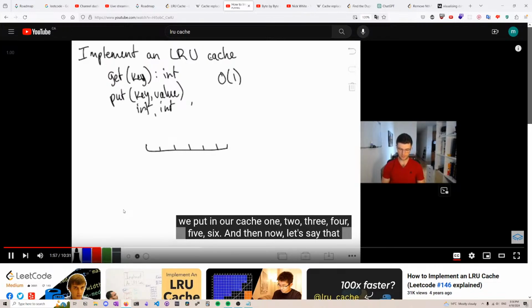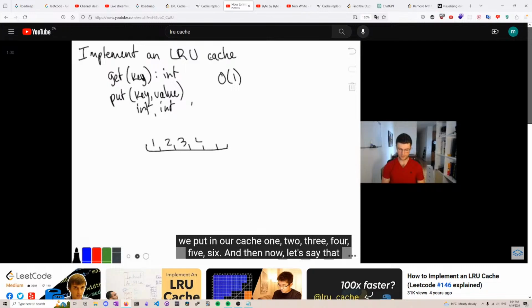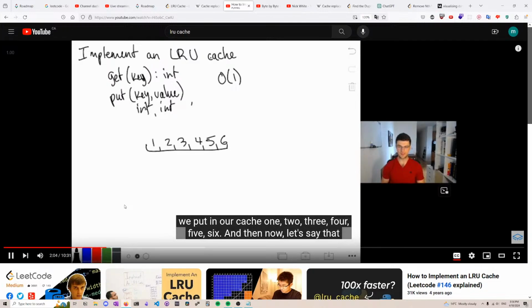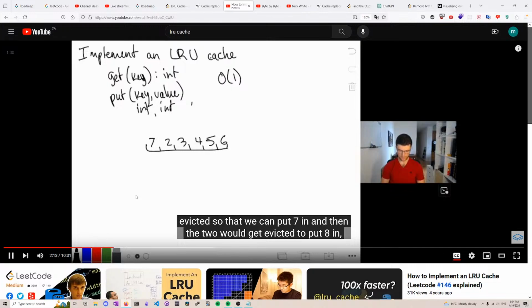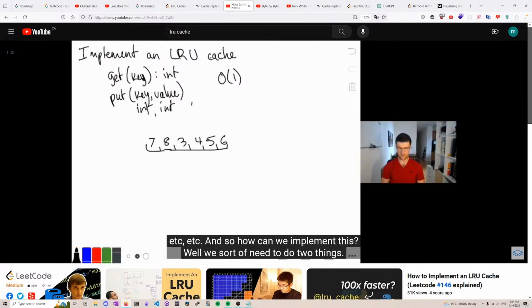And so maybe we put in our cache 1, 2, 3, 4, 5, 6, and then now let's say that we wanted to add another item. Well, our cache is full, and if we put the 1 in first, then that means that the 1 is going to get evicted so that we can put 7 in, and then the 2 would get evicted to put 8 in, etc., etc.